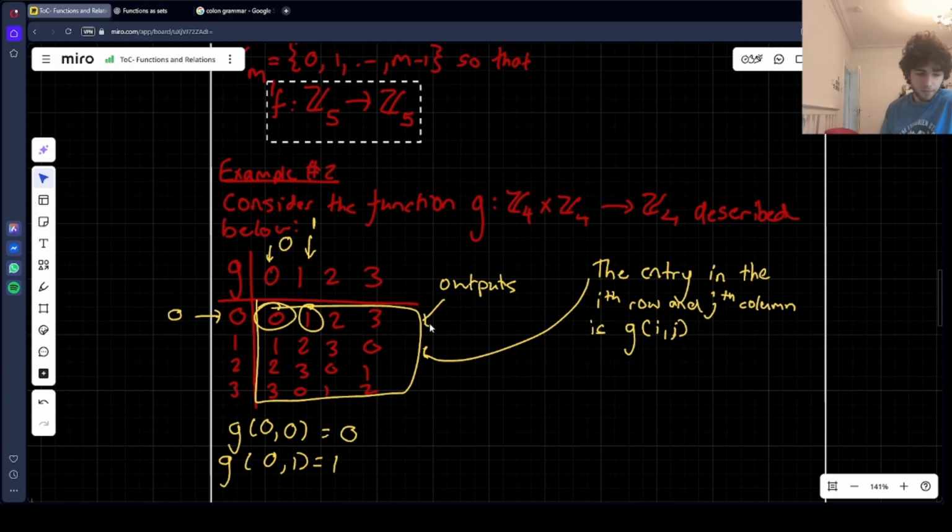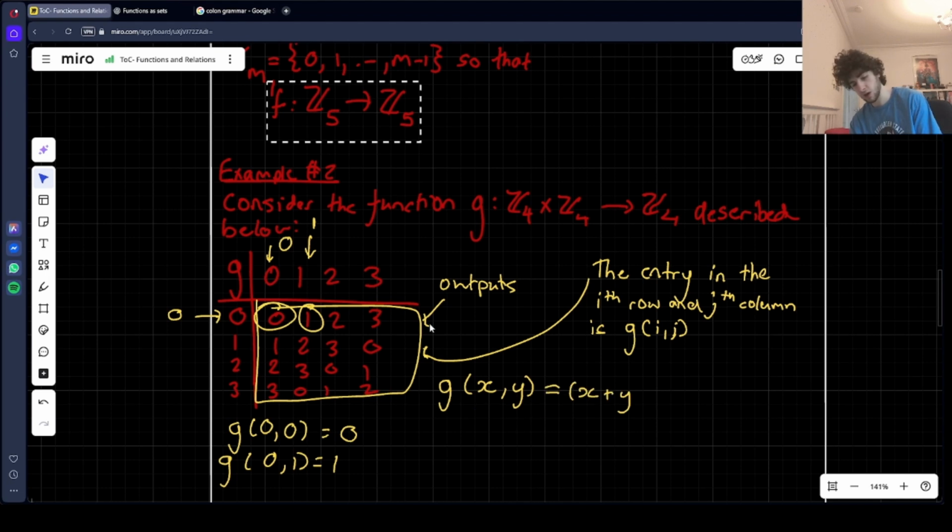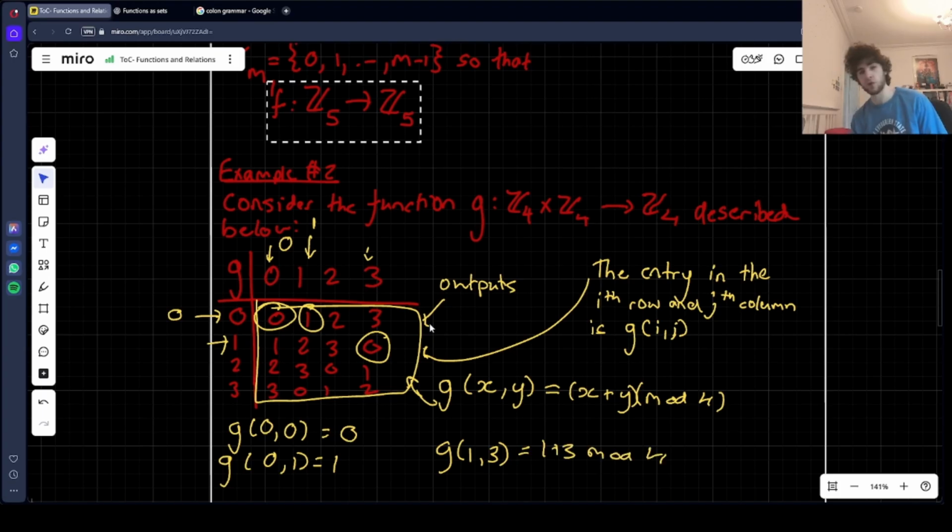And actually, there is a neat formula for this. The function can also be written like this: g of x, y, because you have to plug in an ordered pair to get an output, is actually going to equal x plus y modulo 4. That's what this function is. For example, if I take 1 and 3 and take their intersection, I get 0. The reason is that I'm doing g of 1, 3, which by this formula is just 1 plus 3 modulo 4. And 4 modulo 4 is the remainder when you divide 4 by 4, which is 0. So that makes sense, that being a 0 there. And that's what you're doing with all of these.